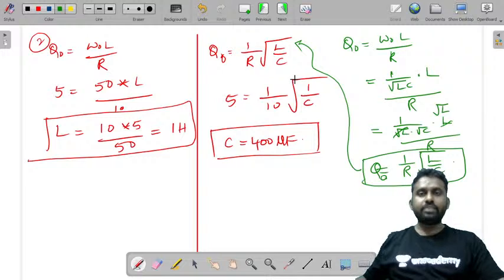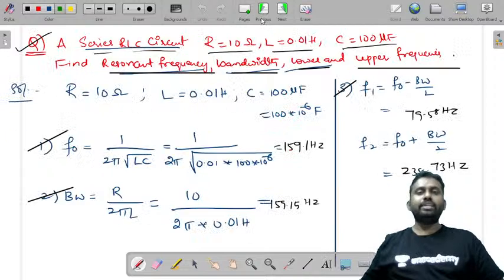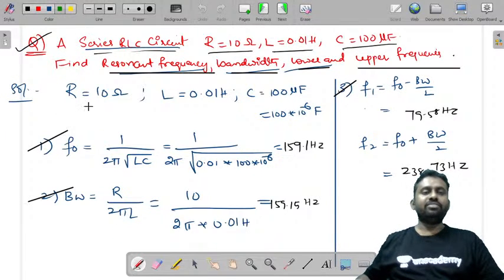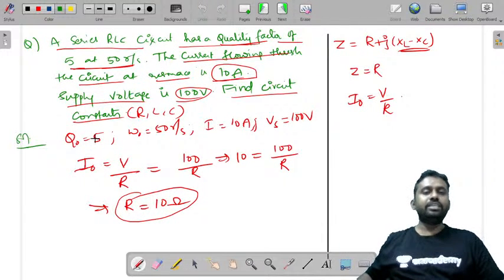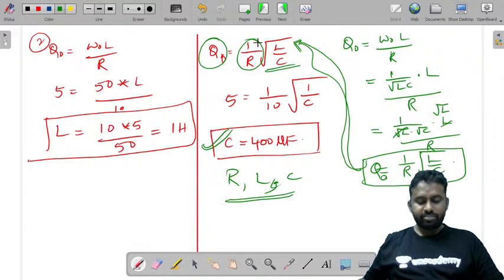So Q naught is equal to 1 by R root L by C. This is how we got the expression, and we have substituted here and got the value of C. So hope you are clear with these two problems that we have done now. One is RLC given and finding the F naught, bandwidth and F1, F2, and the other question is where Q naught, omega naught, I and V are given, and we have found R, L and C values. These are the two most frequently asked questions in university examinations.